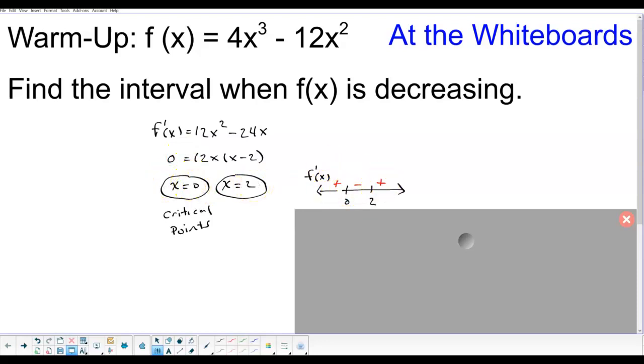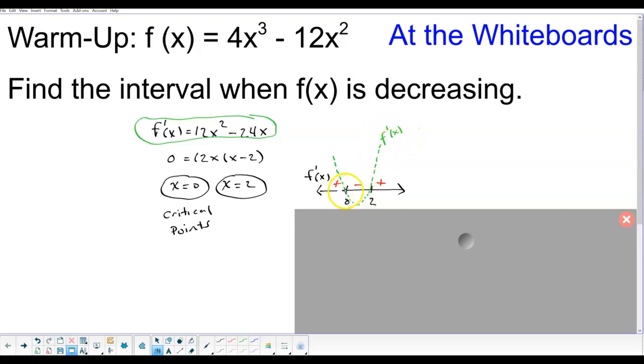I like to use a sign chart. A sign chart kind of tells me what the graph is doing, but notice I'm doing the sign chart of the derivative. So here's my derivative, it's just a parabola. It's a positive parabola that's opening upwards. So if you think of just drawing that parabola, that is the graph of f prime.